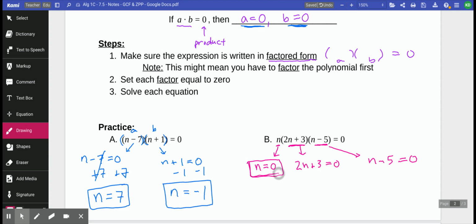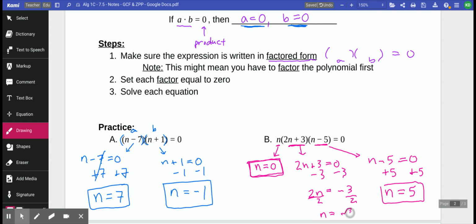Sometimes I have a no-step equation like n equals 0. Sometimes I have a one-step equation like n minus 5 equals 0. I just have to add 5 to both sides, and I get n equals 5. And sometimes I have a two-step equation. So let's look at this last one in the middle. If I subtract 3 from both sides, I get 2n equals -3. Divide by 2, divide by 2, and that's going to make this number right here negative.